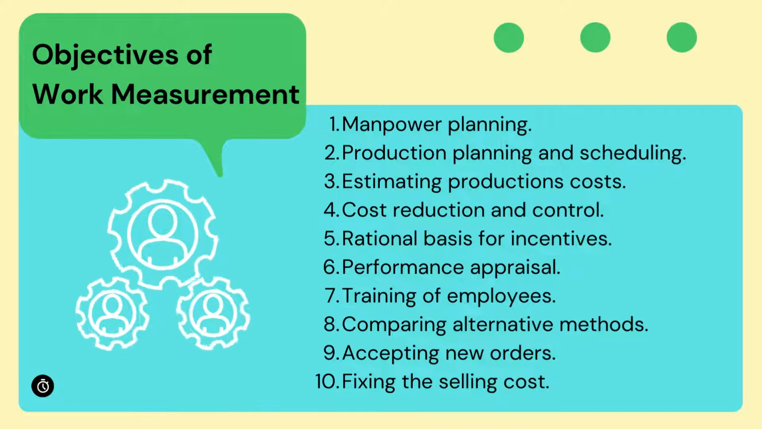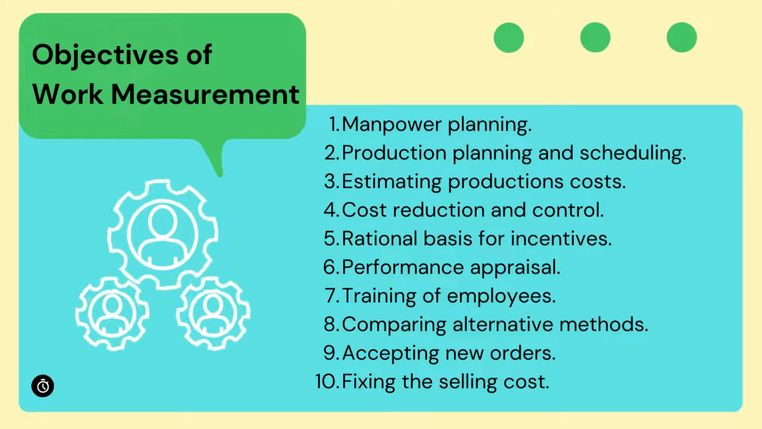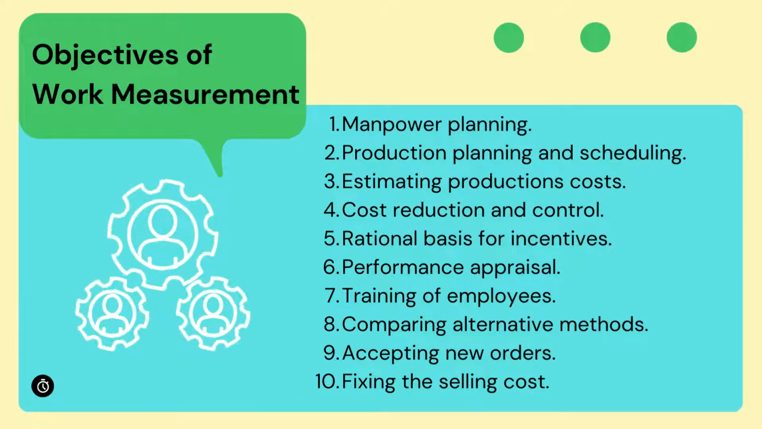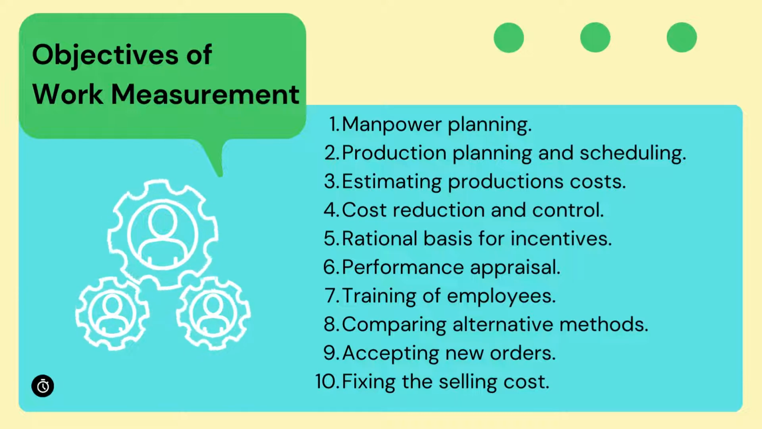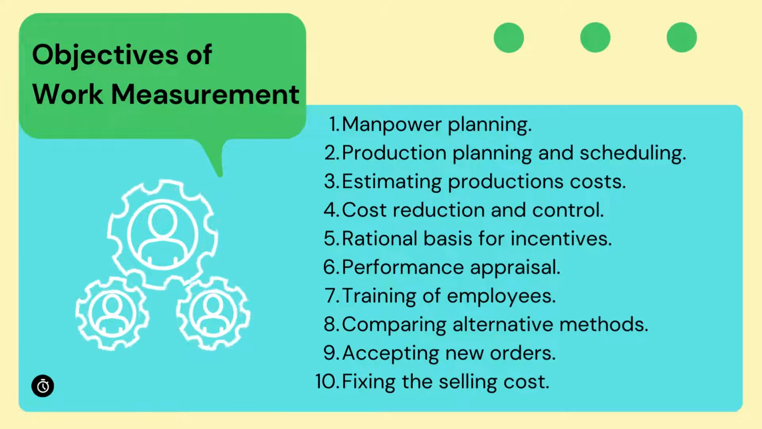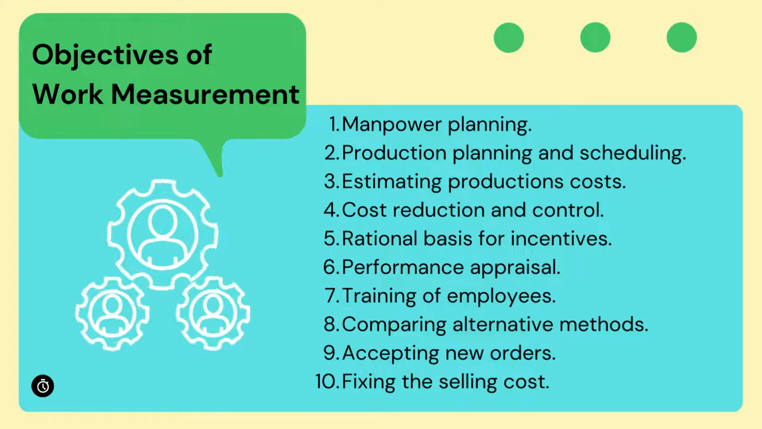First, manpower planning. Work measurement data is used for manpower planning. This is because it gives information about the total hours required to perform the job. So it helps to determine the number and type of employees who are required to do the job. It also ensures that there will be no excess staff. Work measurement data also helps to estimate the number of machines and equipment that will be required in the future. This helps to find out the number of employees who will be required to handle these machines and equipment.